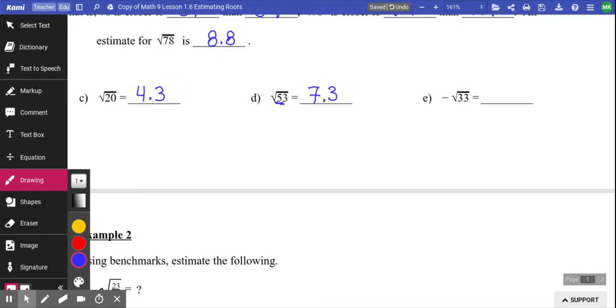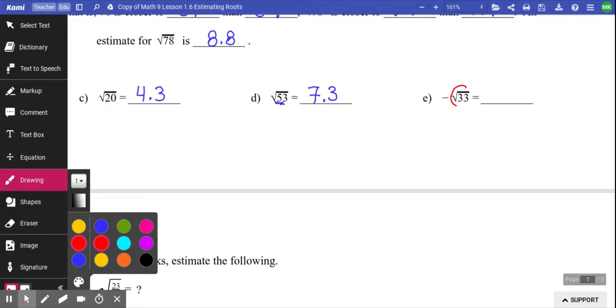The last one, E, when you're looking at estimating a negative number, all I want you to focus on is the root. So if I'm trying to estimate root 33, anyone want to offer up something for root 33? Yeah. 5.7? I'm just worried about the root for now. So if I'm doing root 33, 33 is in between 25 and 36. It's closer to 36. So my decimal should be in between 5 and 6, but closer to 6. So he went with 5.7?